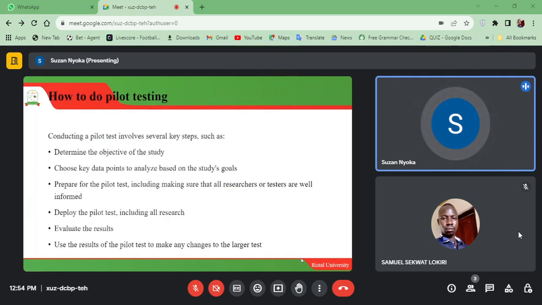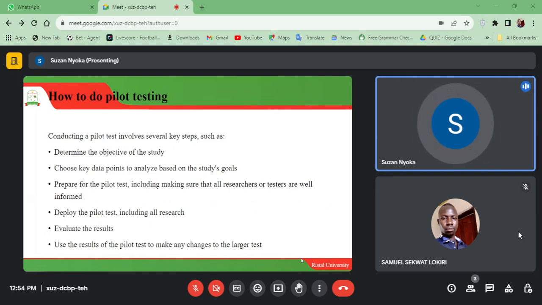How to do pilot testing? Conducting a pilot test involves several key steps. One is to determine the objective of the study, of course. Is it a new product that you're trying to get on the market? As we have seen the objectives earlier on. And then you choose key data points to analyze based on the study's goal. As you've chosen the goal, you then choose the key points you need to analyze based on your goal.